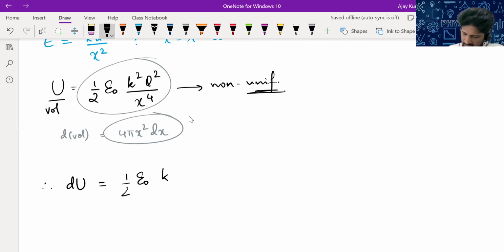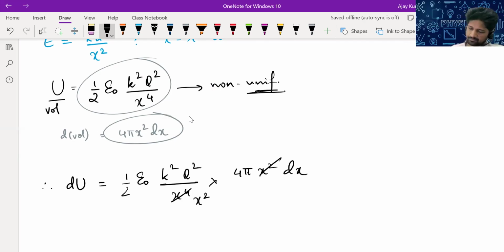Half epsilon naught k square q square by x power 4 multiplied with the volume over which that extends, 4 pi x square dx. X square over x power 4, 1 by x square will remain. 4 pi epsilon naught is 1 by k. There's k square here, so 1 k and 1 4 pi epsilon naught can be cancelled. So what remains is kq square by 2x square dx.